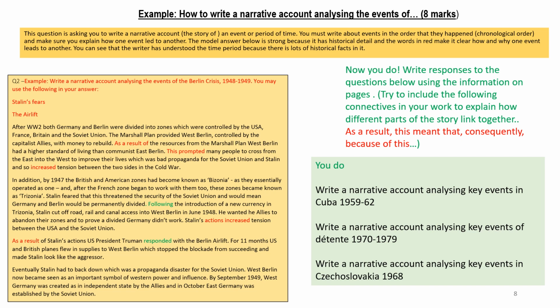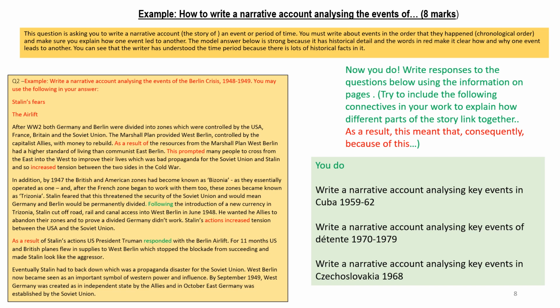So if we have a little look at the example on this page, and you've got the paper copy too, this says write a narrative account analysing the events of the Berlin crisis from 1948 to 1949. You may use the following in your answer. If you read through this answer, you will see that the story is told. So the first section, the beginning bit, is about Germany and Berlin and how they were divided into different zones, which were controlled by the USA, France, Britain and the Soviet Union.